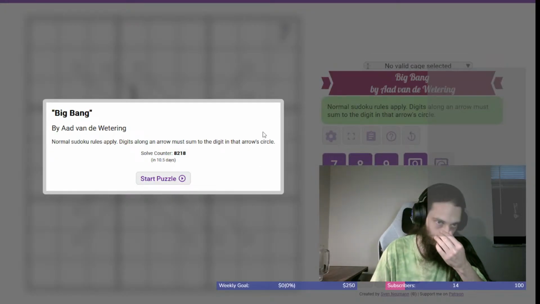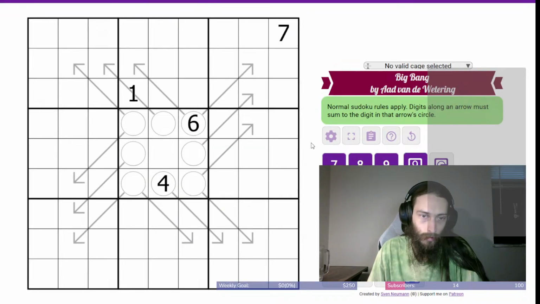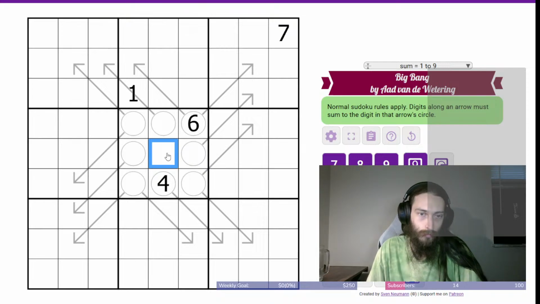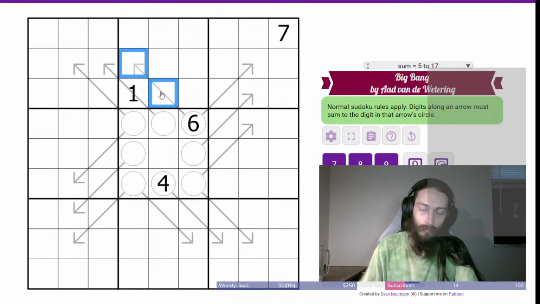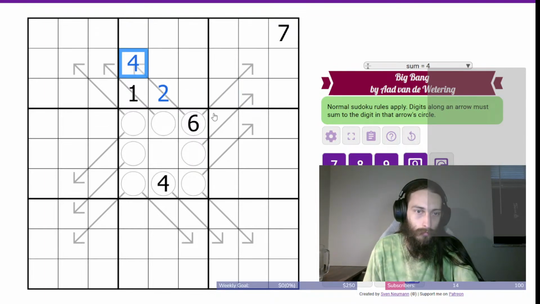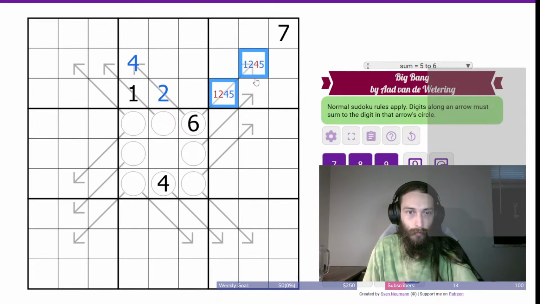All right, next puzzle is going to be Big Bang by Odd van de Wettering. Normal Sudoku rules apply. Digits along an arrow must sum to the digit in that arrow's circle. Well, the 6 going up to box 2, that's got to be 2, 4. Right. 1, 2, 4, 5.